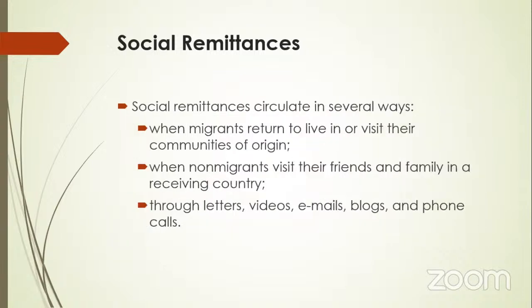Social remittances circulate in several ways: when migrants return to live in or visit their community of origin. So when Punjabis from Canada come and visit Punjab, the Indian Punjab, they'll get something. And when people from rural Indian Punjab go and visit Canada, they will pick something up. Also when non-migrants visit their friends and family in a receiving country, and through letters, videos, email, blogs, and phone.